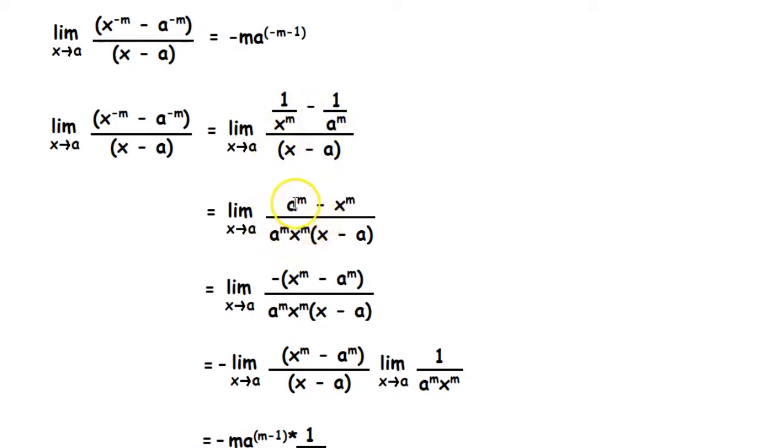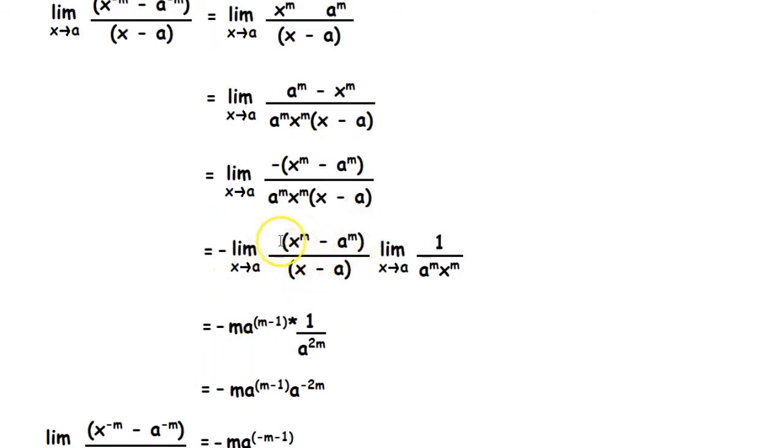So our next step will be to take minus out of the numerator. So that will be minus into x to the power m minus a to the power m divided by the same denominator. So then we find the limits of this separately. How we separate it is that we take this x to the power m minus a to the power m divided by x minus a into one limit and the rest into another limit. So this minus sign will be out here.